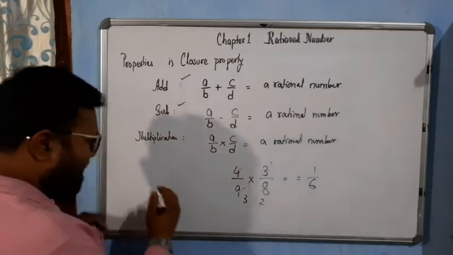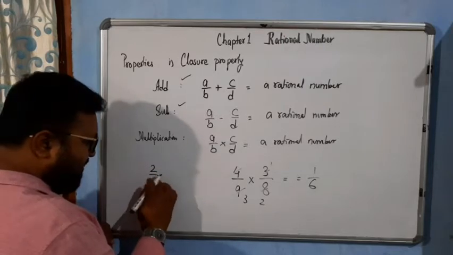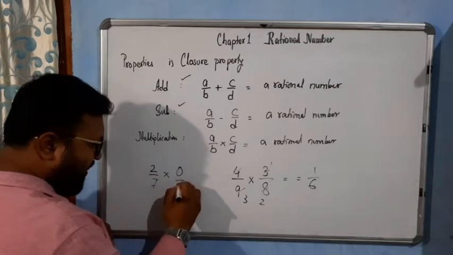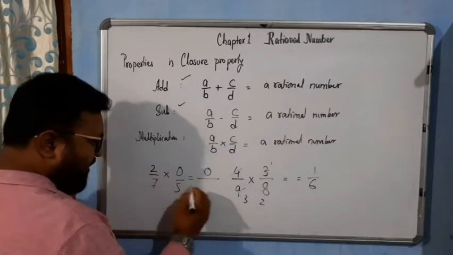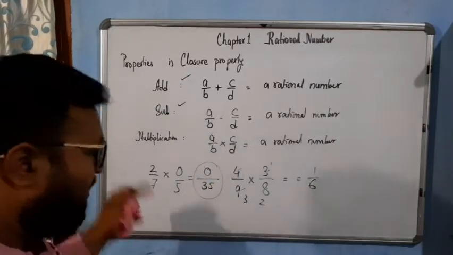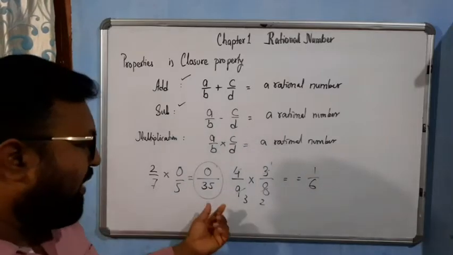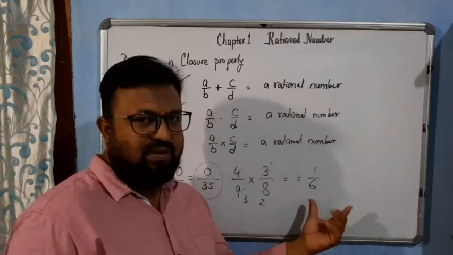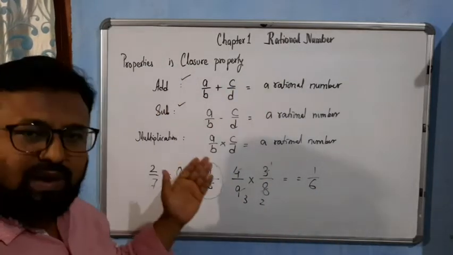Let's take another example. 2 by 7 into 0 by 5. Here also if you multiply, 2 times 0 is 0, 7 times 5 is 35. 0 by 35 is also a rational number. Ultimately, we can say that in multiplication also, if we multiply two rational numbers, we get the result as a rational number. So we can say that the rational number is also closed under multiplication.